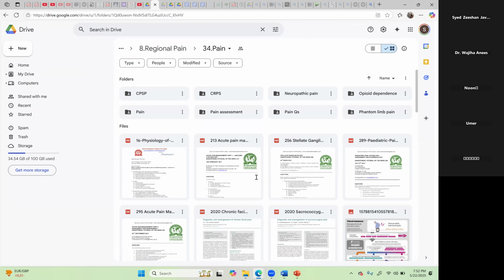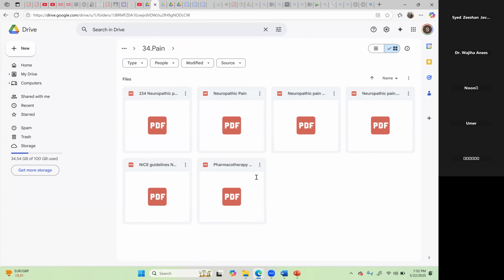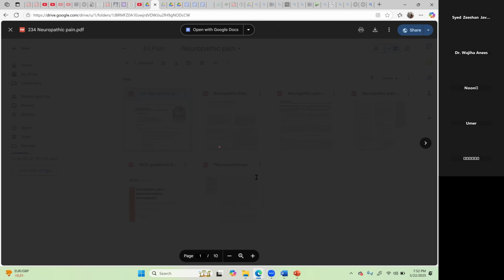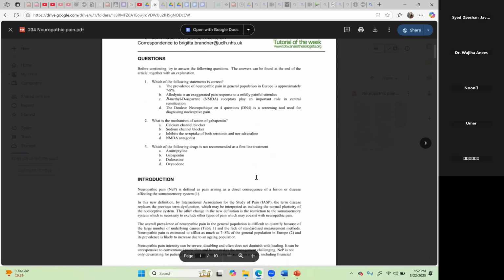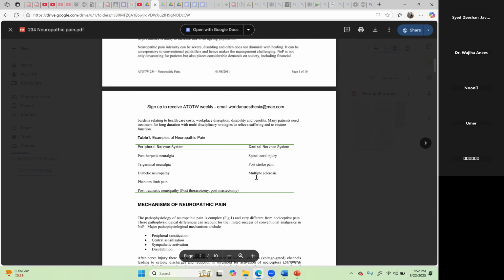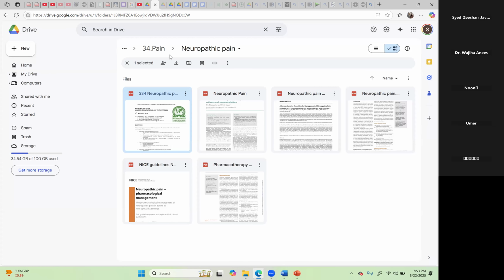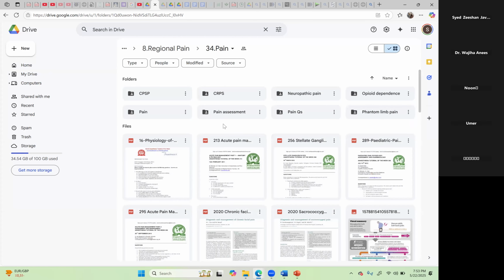This is for CRPS. Neuropathic pain we discussed about. You will find here the article on neuropathic pain in general. This is a very good article. It's an old one, but it's a very nice one. Okay, so you can have a look here. Post-herpetic neuralgia, trigeminal neuralgia, diabetic neuropathy, phantom limb pain. Wajiha, you were saying neuropathic pain 2, 3 times. So actually these are neuropathic pain. They are not separate. Yes sir, almost all these types are within neuropathy.